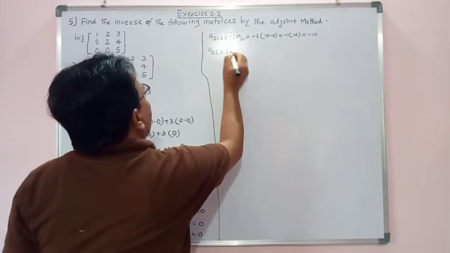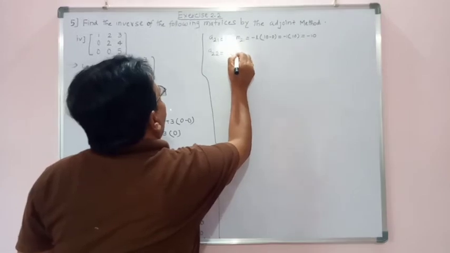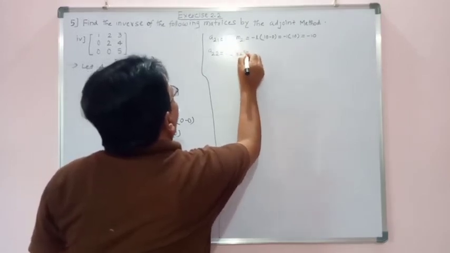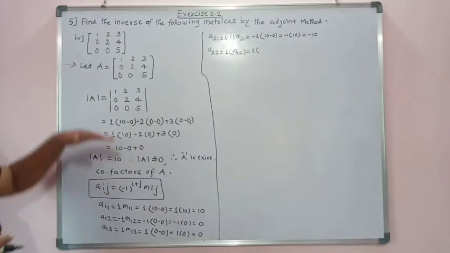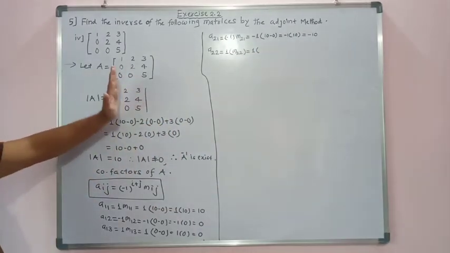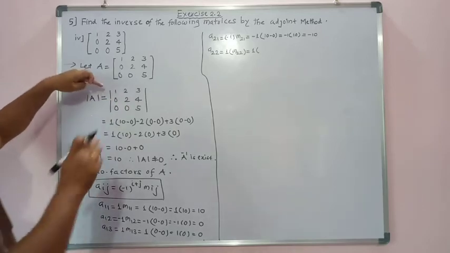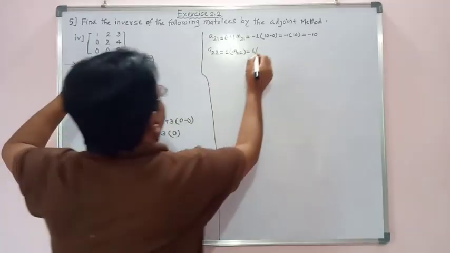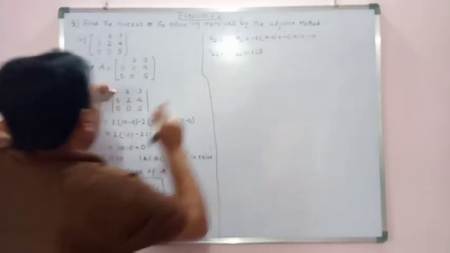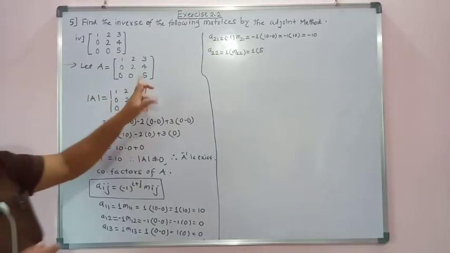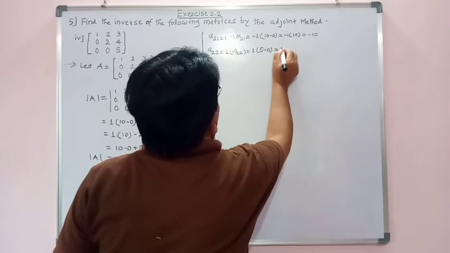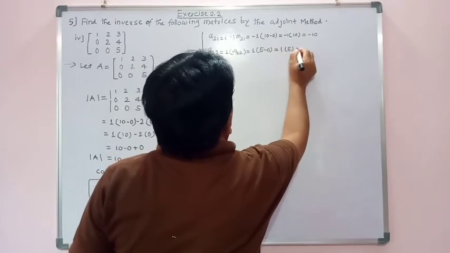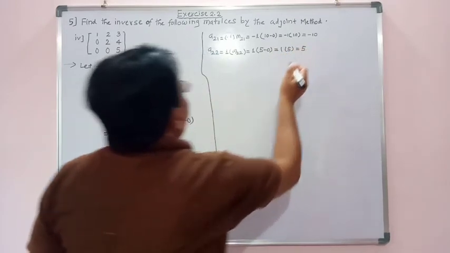We use directly plus 1 into M22. What is the value of M22? M22 is the leaving of second row, second column. 1 into 5 is a 5 and 3 into 0 is a 0. 5 minus 0. Therefore, 1 into 5 minus 0 is a 5.